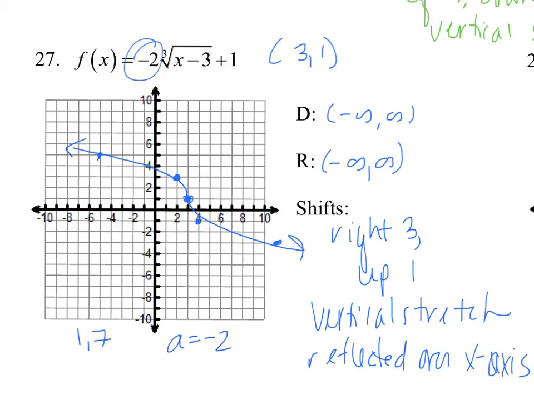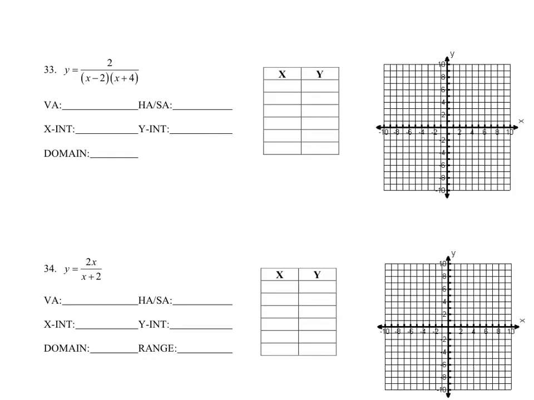Alright, we're going to go ahead and go to the last page to talk about rational functions. This was before break. There's a lot of information with rational functions. To find the VA, you set the denominator equal to 0. So we have x minus 2 equal to 0 and x plus 4 equal to 0. So we're going to have VAs at 2 and -4.